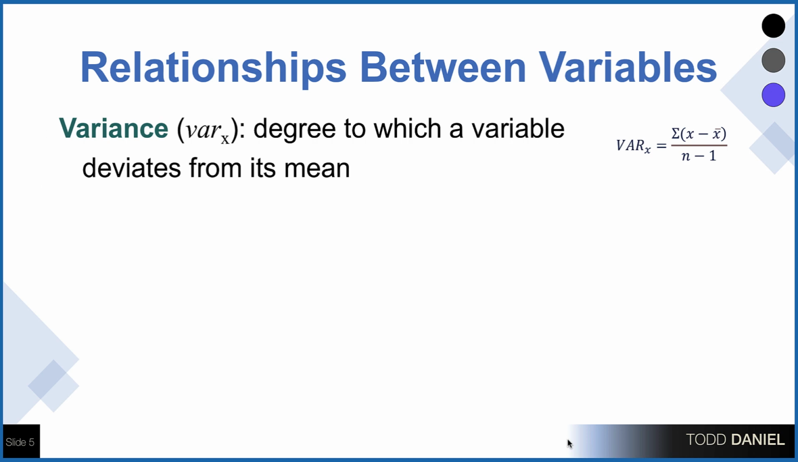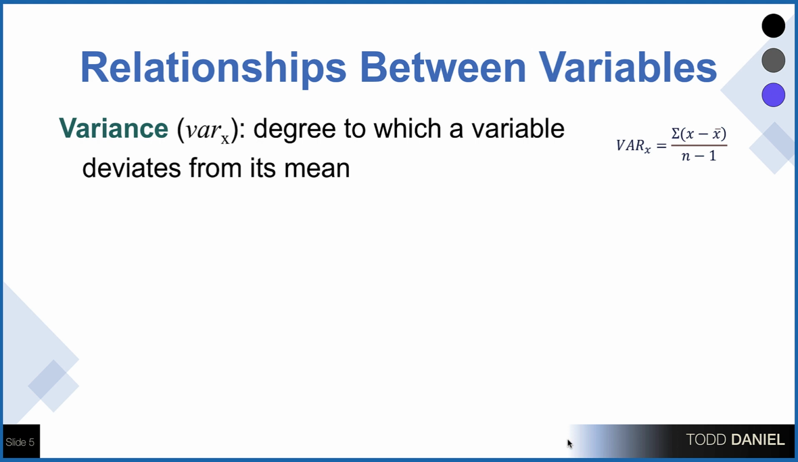Let me start with the mean. Remember, the mean was where we took all of the scores in a data set, added them up, divided by n, and that gave us an average. And then we were looking for the average deviation. And to compute an average deviation, we took all of the scores in our data set, subtracted the mean from each score, and then, actually before we added them up, we squared them, because if we just add them up, they will add up to 0. Squared each of those deviation scores, added them up, and then divided by n. And that gave us a measure of variance. So variance is the degree to which a variable deviates from its mean.